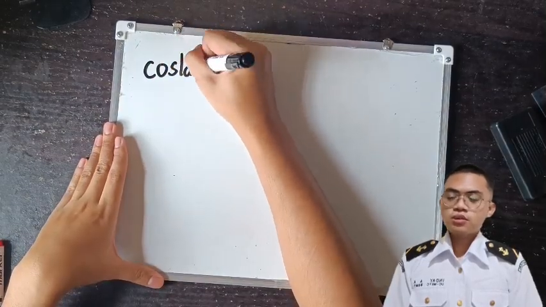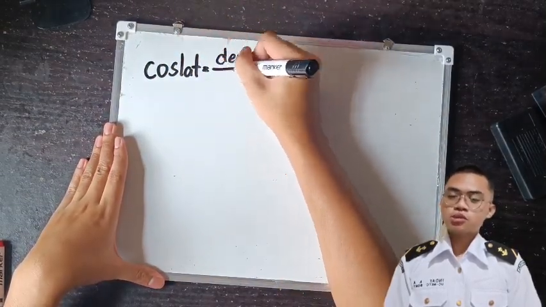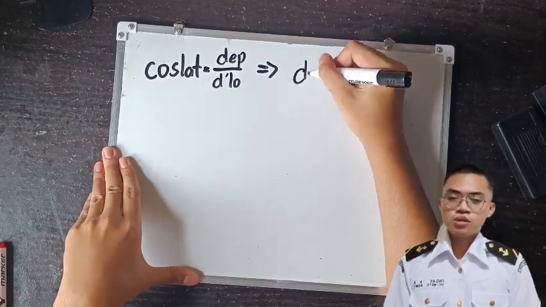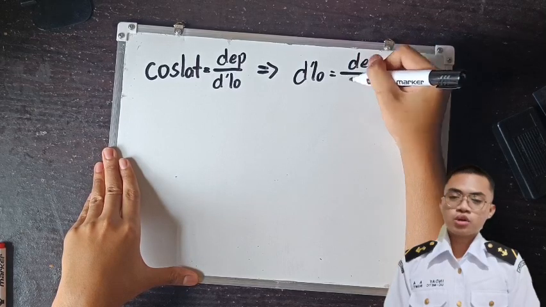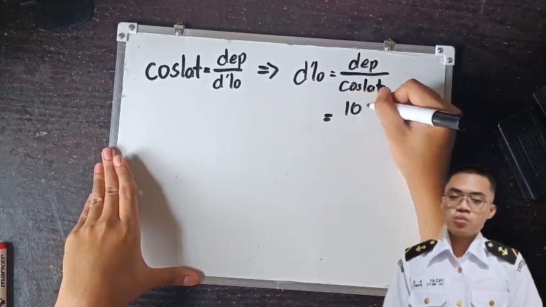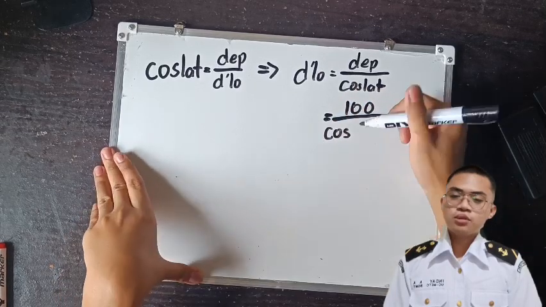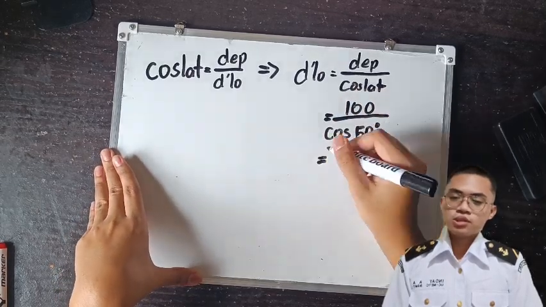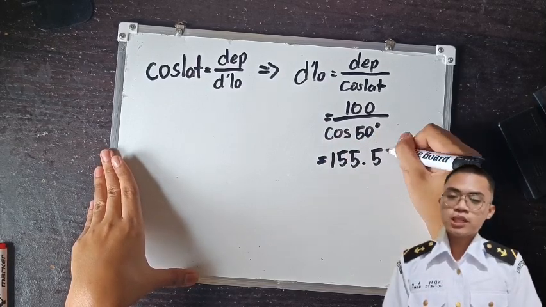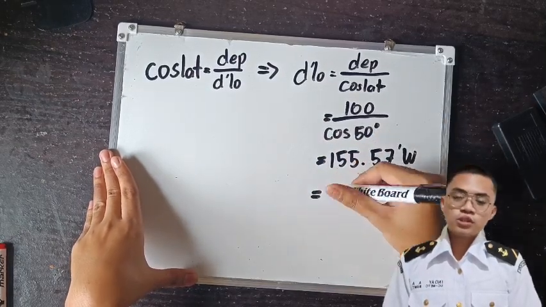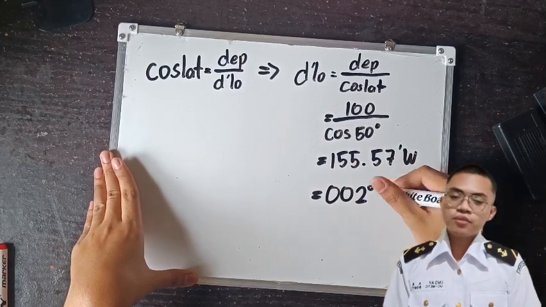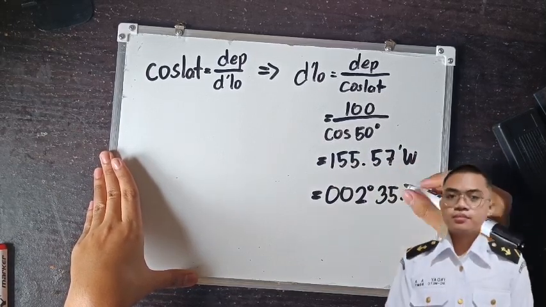Using the formula cosine latitude is equal to the departure over d long, we can make this into d long is equal to the departure over cosine latitude. Substitute the variables. We have 100 over cosine 50 degrees. It resulted into 155.57 minutes west, and converting it into degrees, we have 2 degrees 35.57 minutes west.